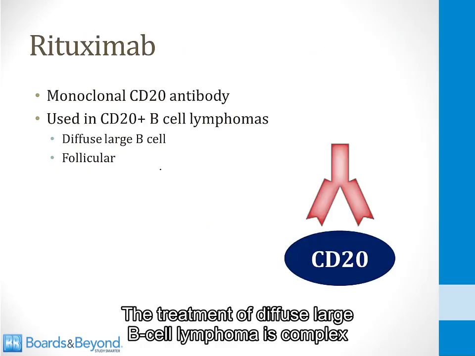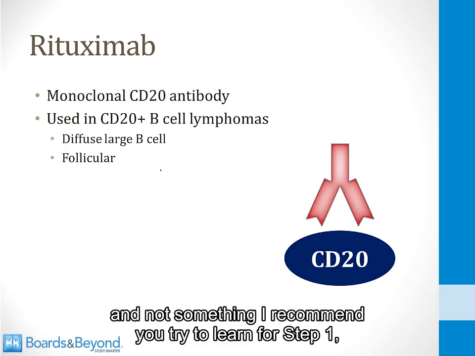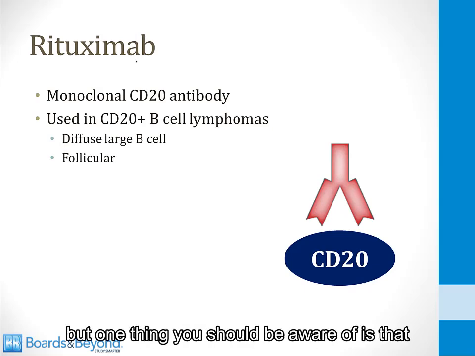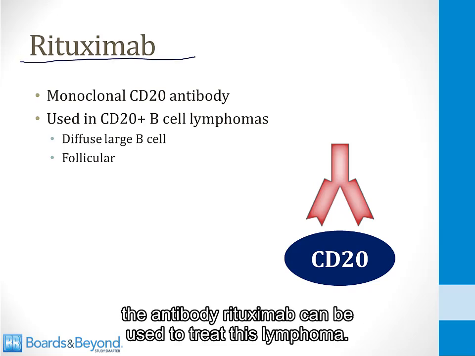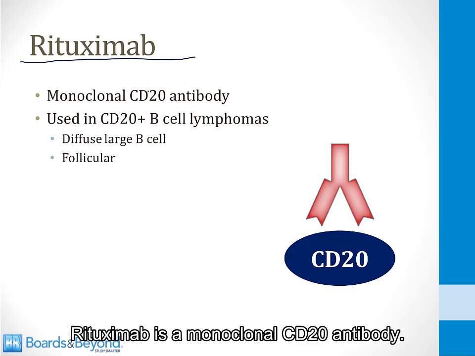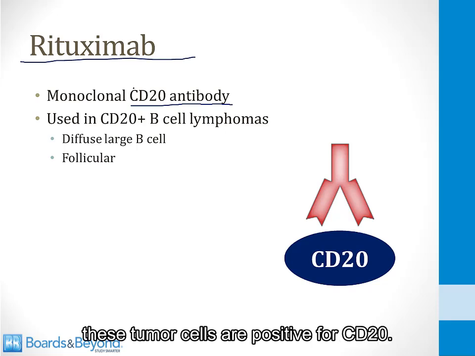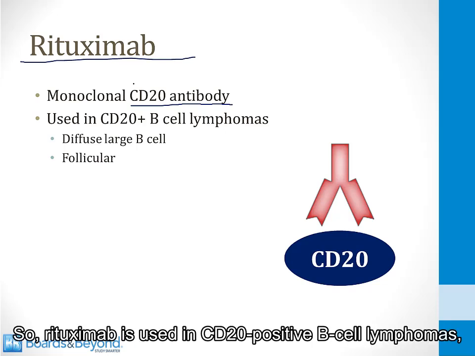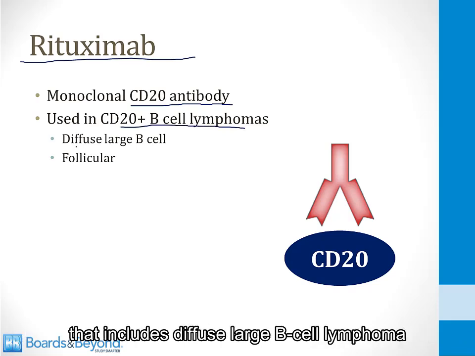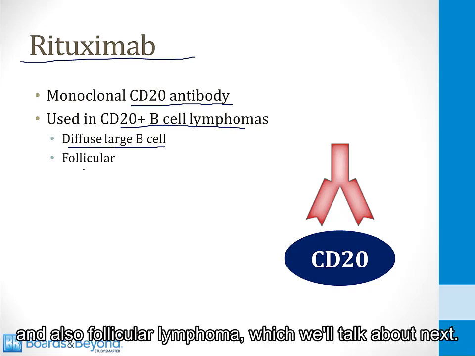The treatment of diffuse large B-cell lymphoma is complex and not something I recommend you try to learn for Step 1, but one thing you should be aware of is that the antibody rituximab can be used to treat this lymphoma. Rituximab is a monoclonal CD20 antibody, and as I told you before, these tumor cells are positive for CD20, so rituximab is used in CD20 positive B-cell lymphomas. That includes diffuse large B-cell lymphoma and also follicular lymphoma, which we'll talk about next.